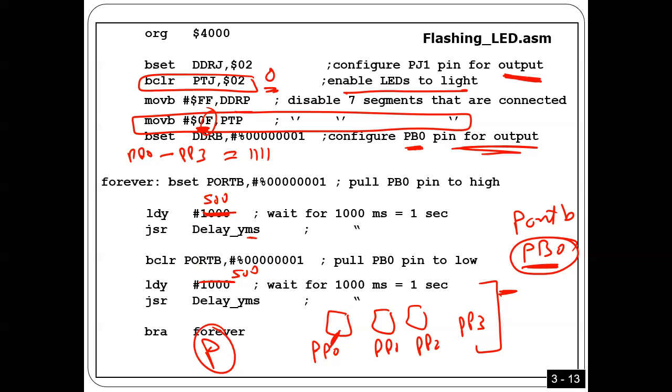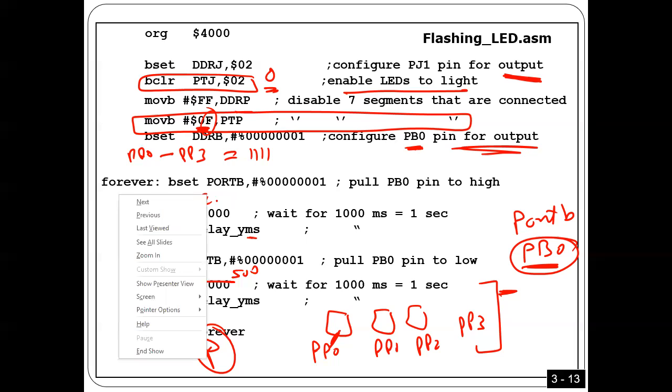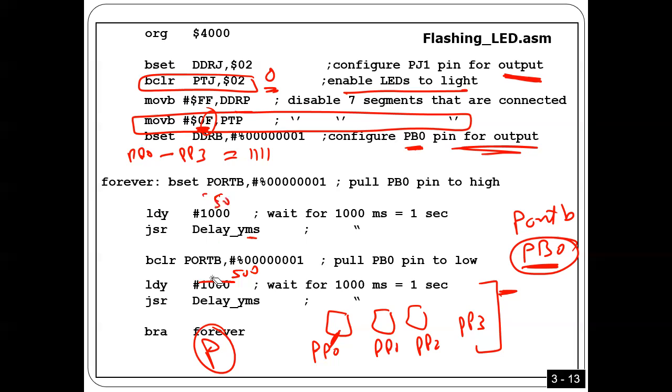So it's going to be flashing, it's going to be fast. Half a second, half a second. You can make it 250, so a quarter of a second. Very easy, right? 250. So flashing is going to be faster because it's a quarter of a second.